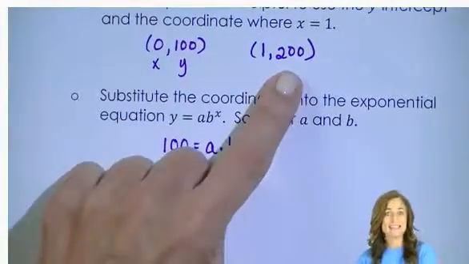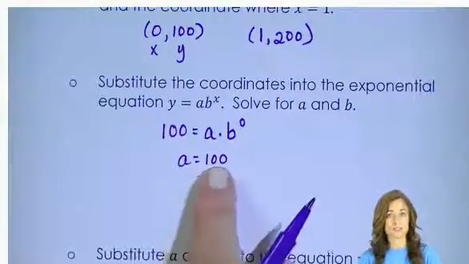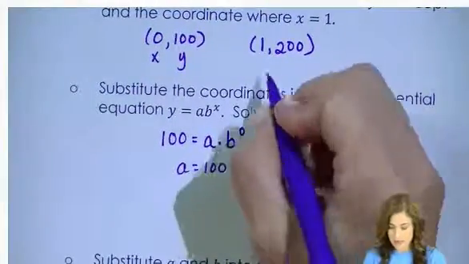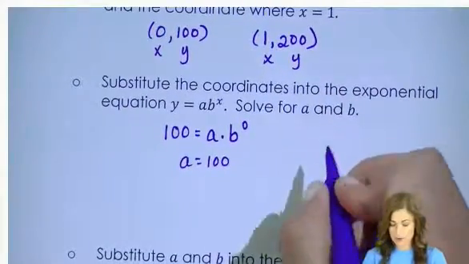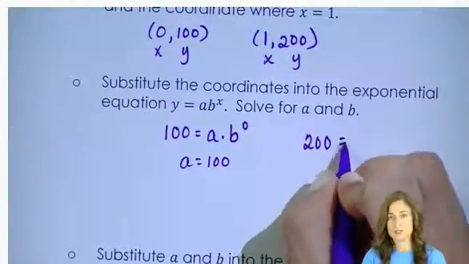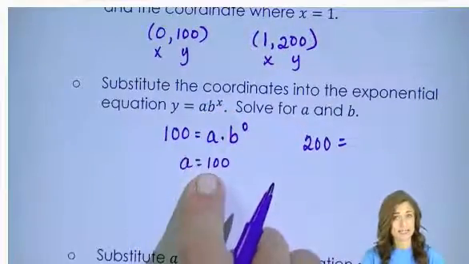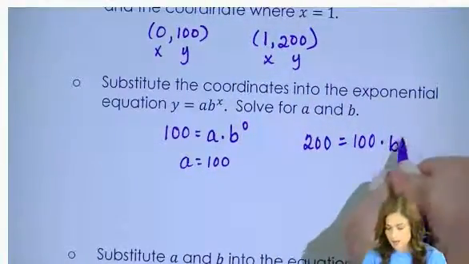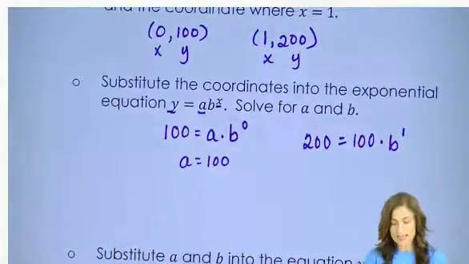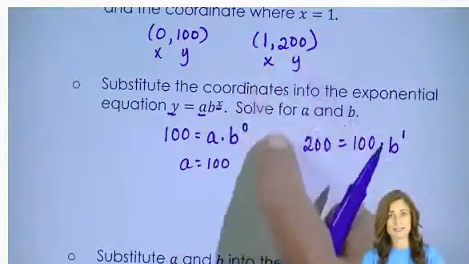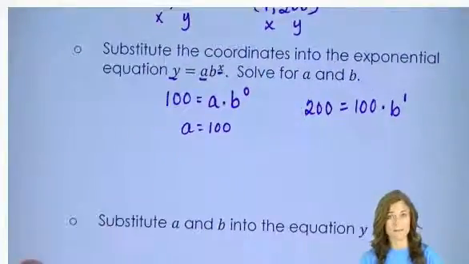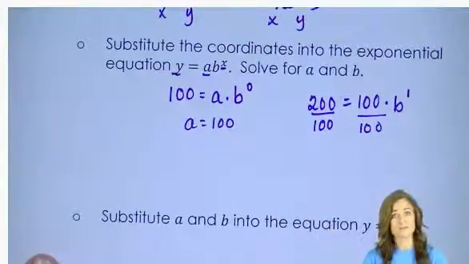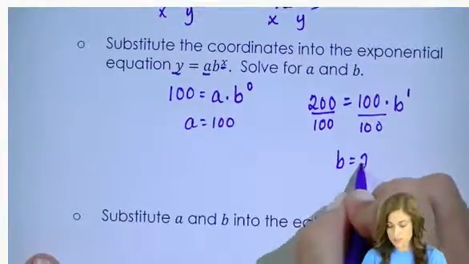Okay, so I've got a. Now let me use this other point, and I'm going to substitute in a and the other point to find my b. So again, x and y here. So y is 200, so 200 equals, now I know what a is. A is 100. 100 times b to the first power. I'm just substituting in for the y, the a, and the x: 1 for the x, 100 for the a, 200 for the y. Now I can divide both sides by 100. B to the first is just b, so I get b equals 2.